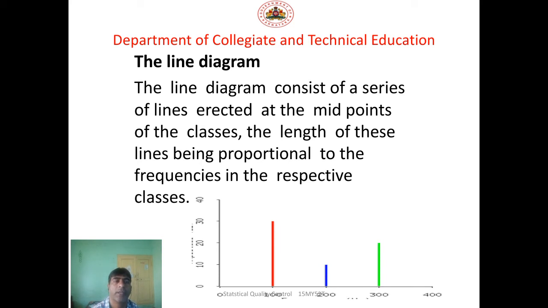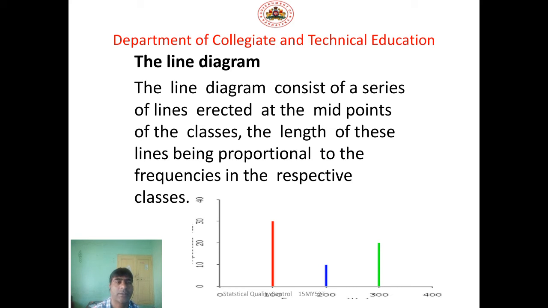The midpoint of the first class interval is 100, and I have indicated the frequency. The frequency of the class is 30. So I have drawn a straight line from 100 up to 30. It's in red color, so in the graph you can easily see it. That is about the first class.